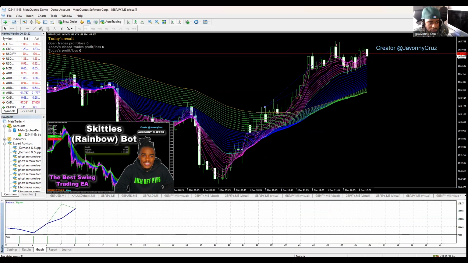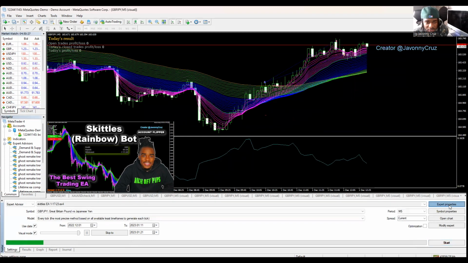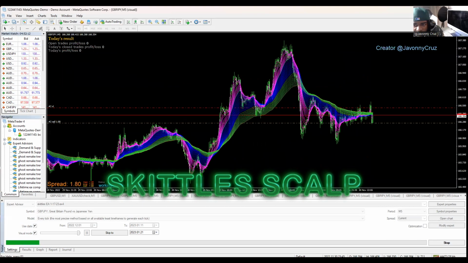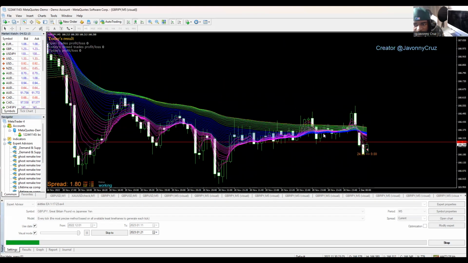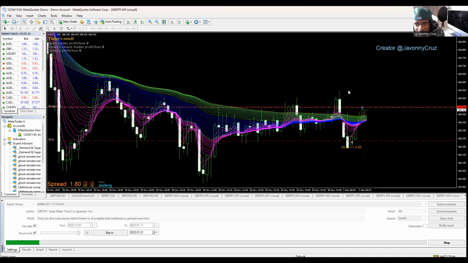Okay, but we can also scalp this as well. So I'll show you guys. All we have to do is change this number, start when profit is above, to 0. And now it is a scalper. All right, so you guys see it scalping now. $24 made. It's already scalping.